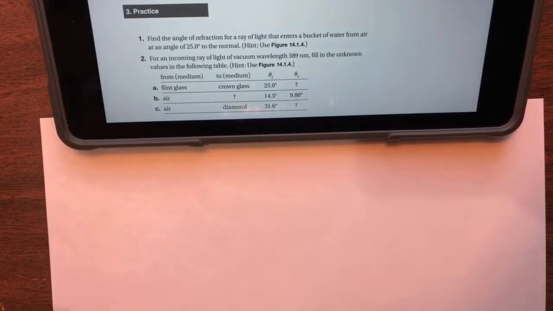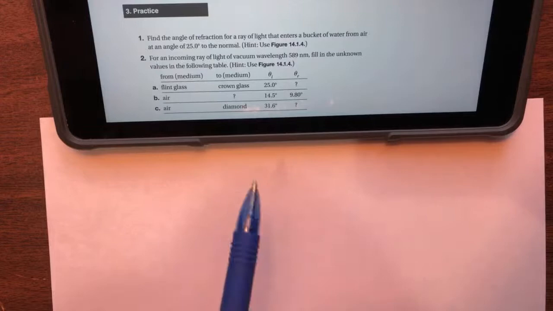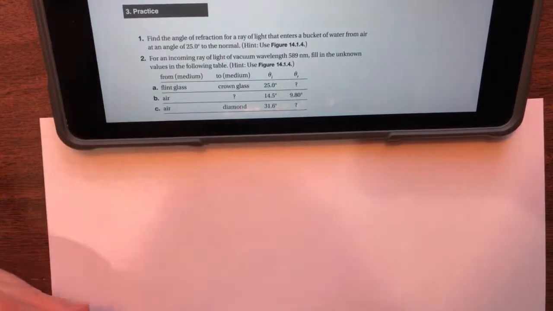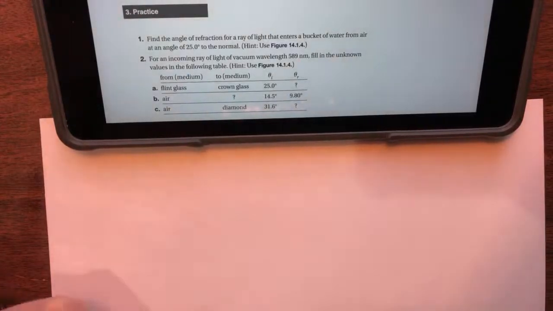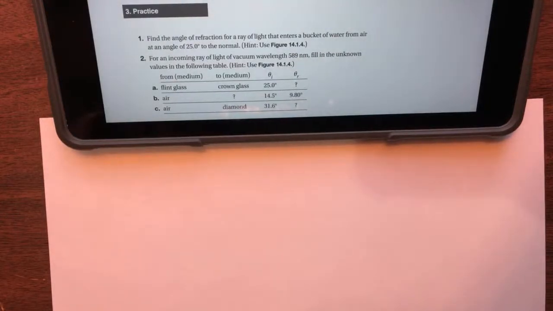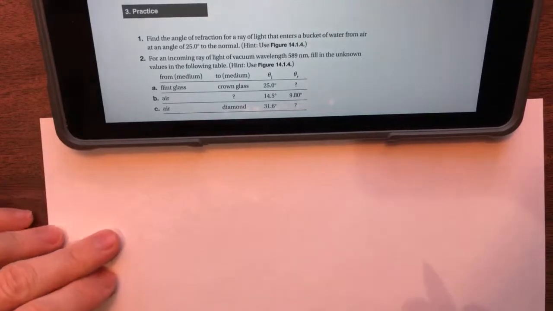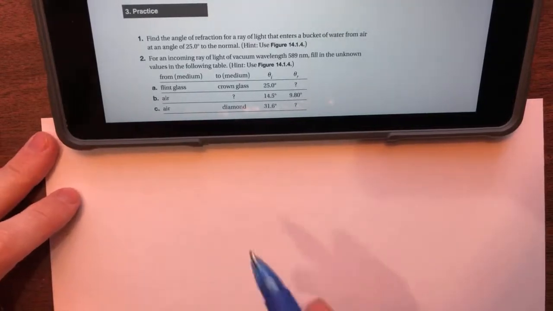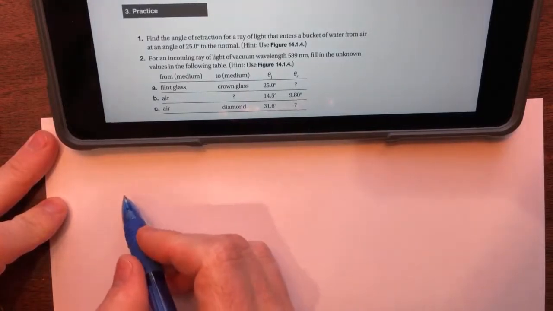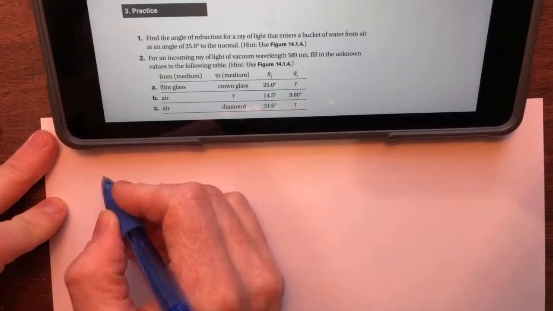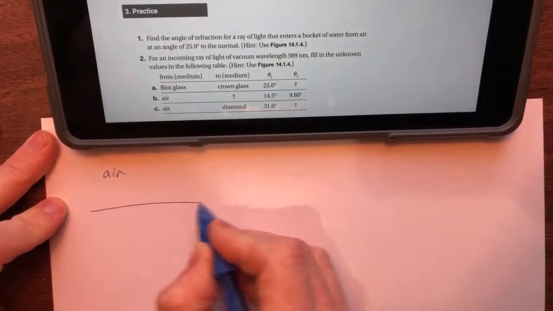Okay, so enough said. Let's jump into the new stuff here. We have the angle of refraction for a ray of light that enters a bucket of water from air at an angle of 25 degrees to the normal. And you want to know what is the angle of refraction for that. So this is a very similar situation to what we solved before, right? It doesn't matter whether it's a bucket of water or it's going to glass or whatever it is. The only thing that matters is you have two surfaces which have two different indices of refraction. And so here we're going from air crossing over to water.